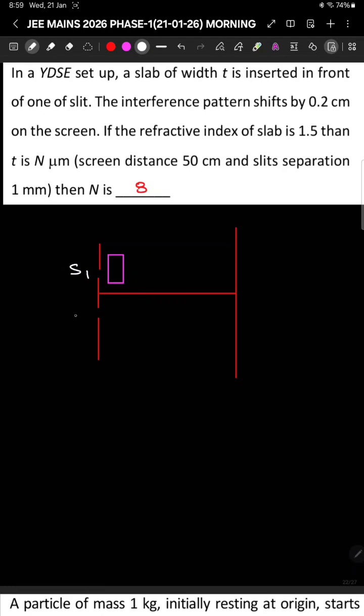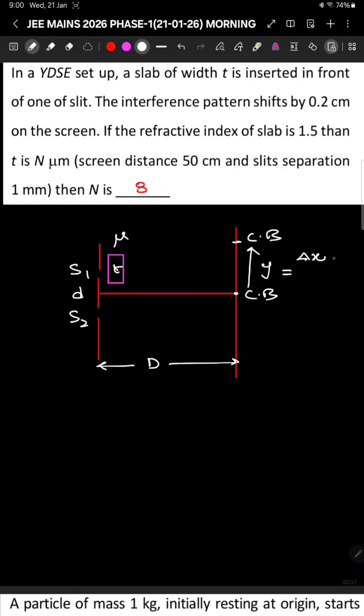In YDSE setup, two sources are separated by a small distance d. Between the slit and screen, the distance is given as capital D. At this point, you should get the central bright when there is no glass slab. Due to the glass slab having refractive index mu and thickness t, this central bright will be shifted to here. That shifting of the central bright, y, equals delta x times capital D by small d.